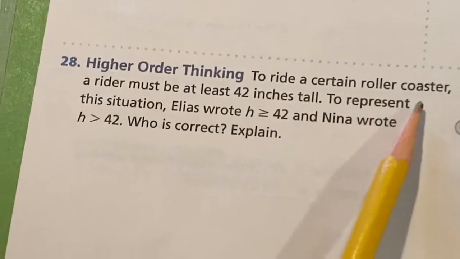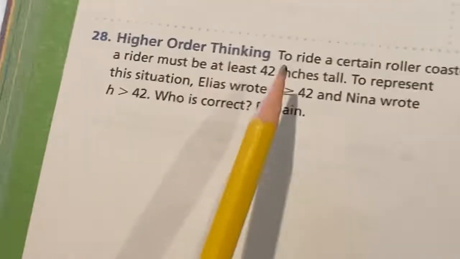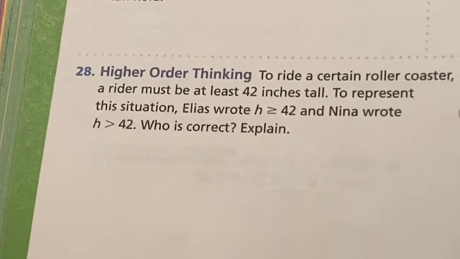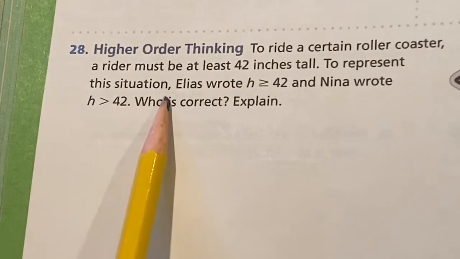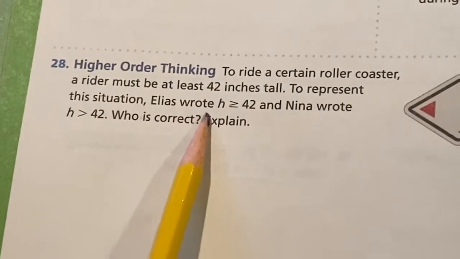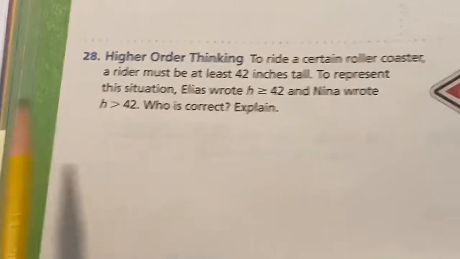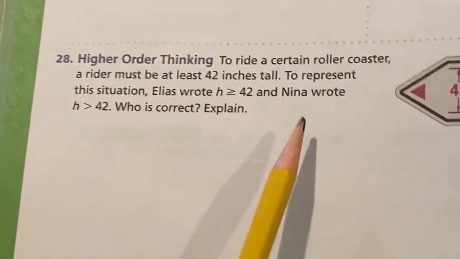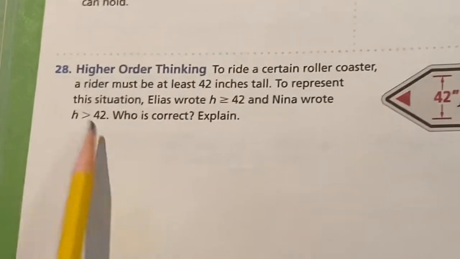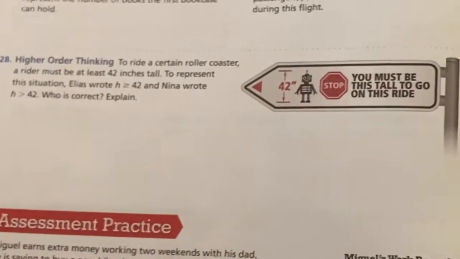To ride a certain roller coaster, a rider must be at least 42 inches tall. To represent this situation, Elias wrote, H is greater than or equal to 42. Nina wrote, H is greater than 42. Who is correct? And explain.